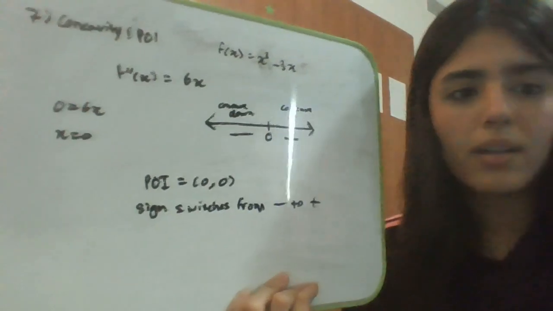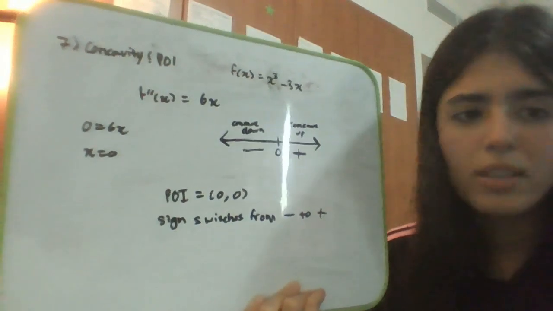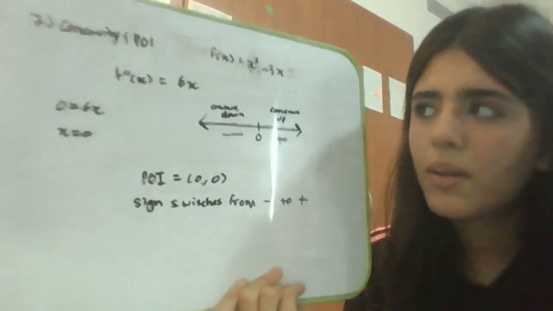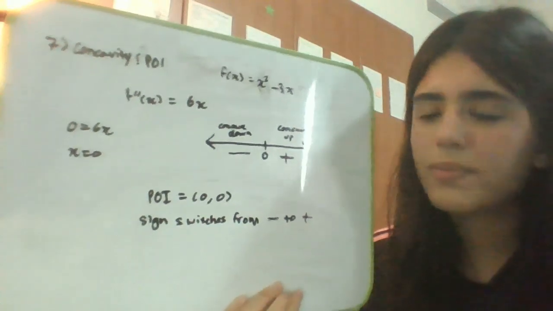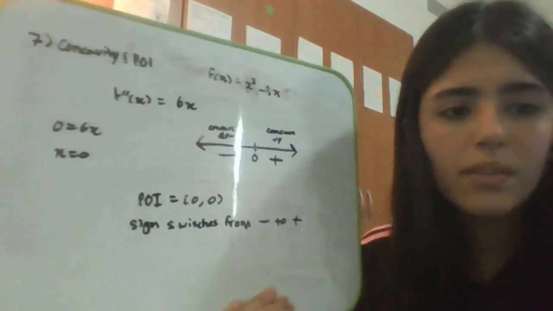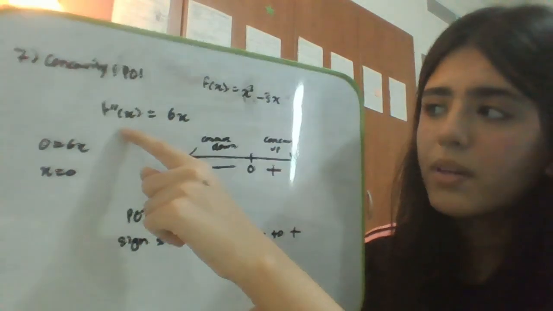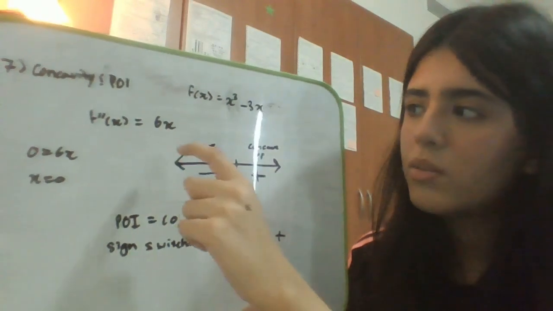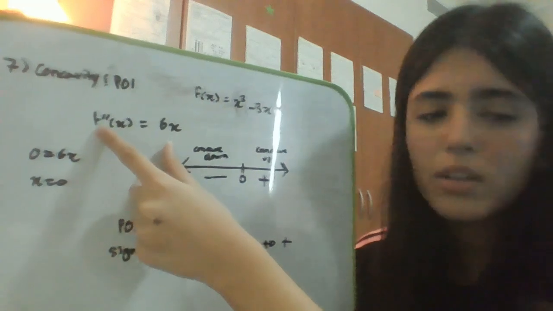So step 7 is concavity and points of inflection. I also made a video on this, so I'm not going to go into detail. But what you have to do for this one is very similar to increasing and decreasing intervals. Except the difference is you take the second derivative: you take one derivative, and then you take another derivative, and then you take that equation and you get the critical points and put that on the number line.